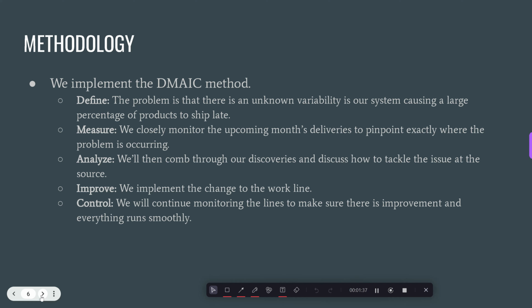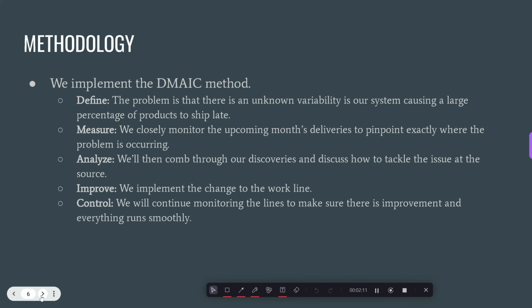First, because we're dealing with an unknown variable, the first thing we need to do is define what exactly we are going to be talking about. And so to do that, I'm suggesting that we monitor the upcoming month's deliveries much more strictly than we have in the past. Like every single point on the line needs to be closely monitored so that way we can find exactly where this problem is occurring.